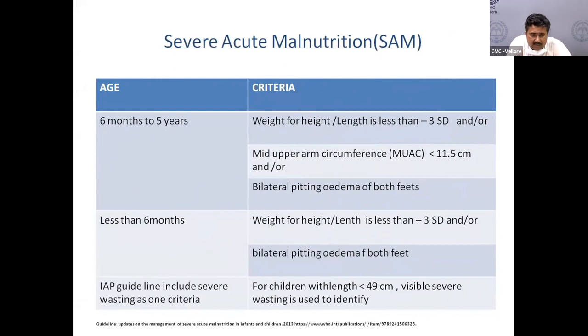for severe acute malnutrition. So if it is 6 months to 5 years, weight for height less than 3 standard deviation, or a mid-upper arm circumference less than 11.5 centimeter, or bilateral pitting edema, any one of these signs, any of these features, you can classify it as severe acute malnutrition. In children less than 6 months, mostly weight for length less than 3 standard deviation, or a visible edema, you can classify it as severe acute malnutrition.